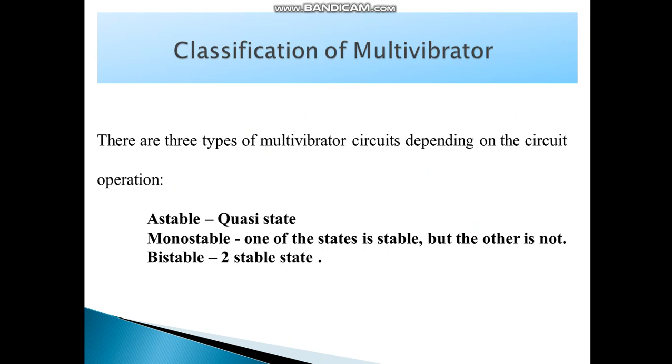Classification of multivibrator. There are three types. One is astable, second one is monostable and third one is bistable. Astable means there is no stable state, monostable means only one stable state and bistable means there are two stable states.